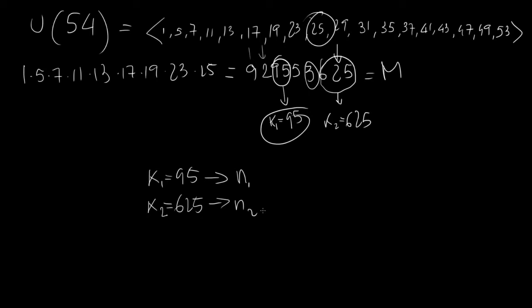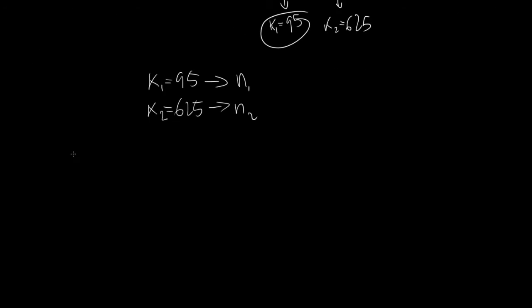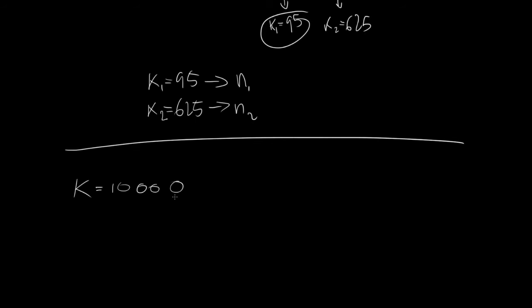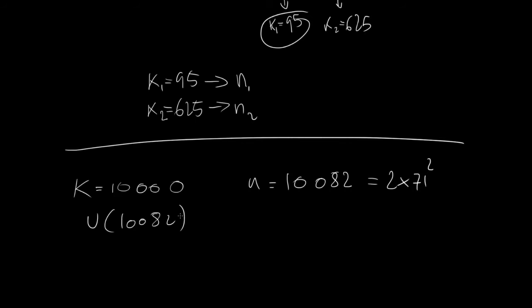Okay, now let me show you a more interesting example. So these are the conditions. Assume that the first k that we still need, the first sequence number, the one that Alice whispered in Bob's ear, is 10,000. So our n is going to be 10,082, because in fact it is equal to 2 times 71 squared. Then U10082, which I'm not going to write obviously, because it is composed of 4,970 elements.